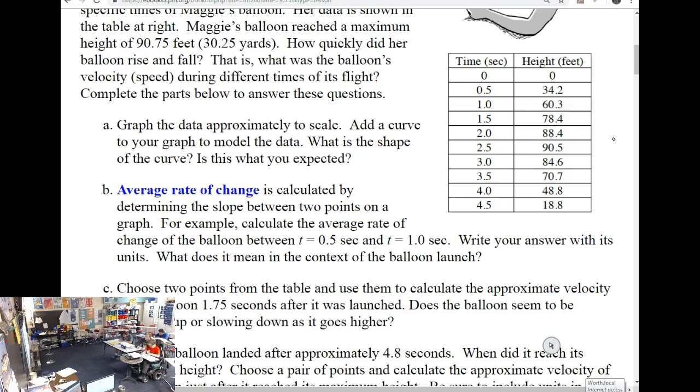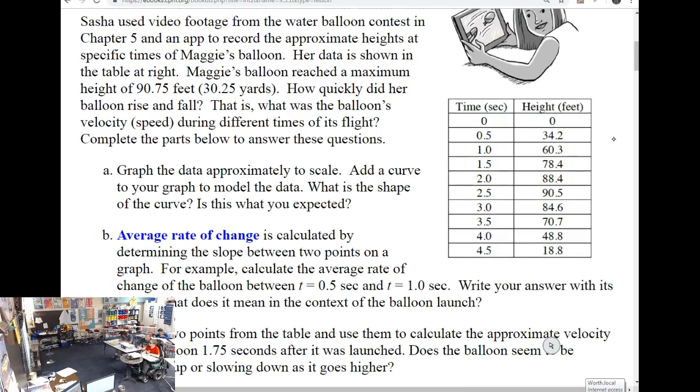For Sasha, well, it looks around 2.5, right? But maybe a little bit less. How can we tell that it's not quite 2.5? Because the 88.4 and 88. Yeah, the 88 and then the 84. Okay. So, go ahead and try to graph that.